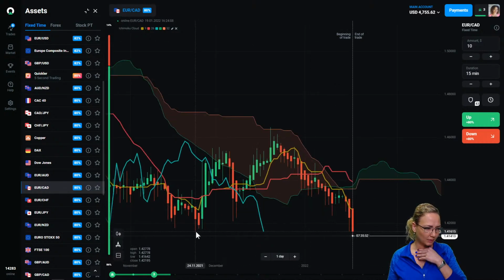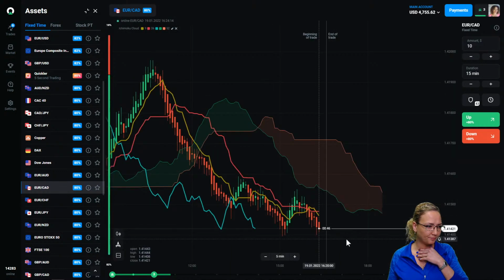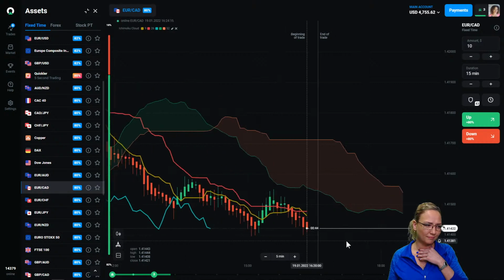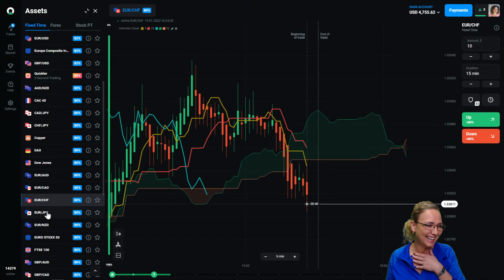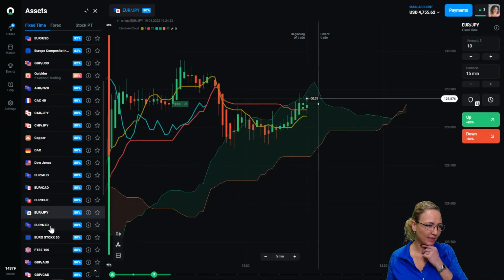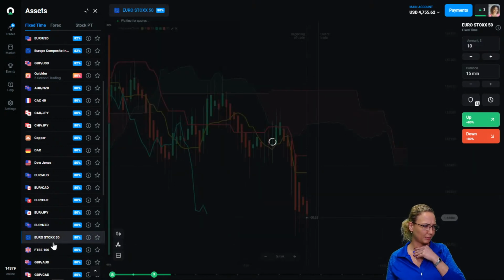It broke this level of support. It's trying to break it down. Let me see here. I'm probably not going to get into this trade right here. All right, Euro CHF, Euro NZD. We have this. Okay, I don't know what's going on here. So something with Euro.